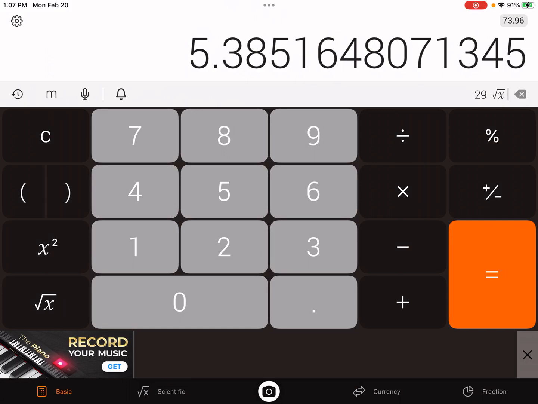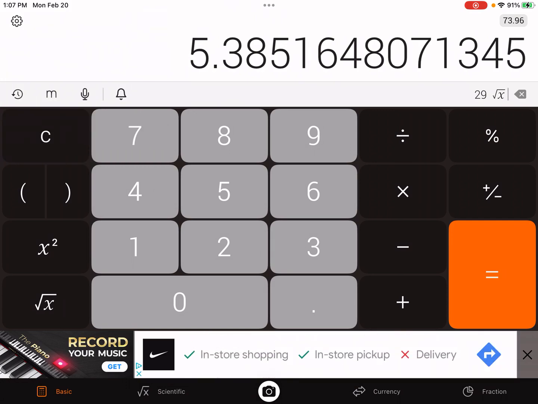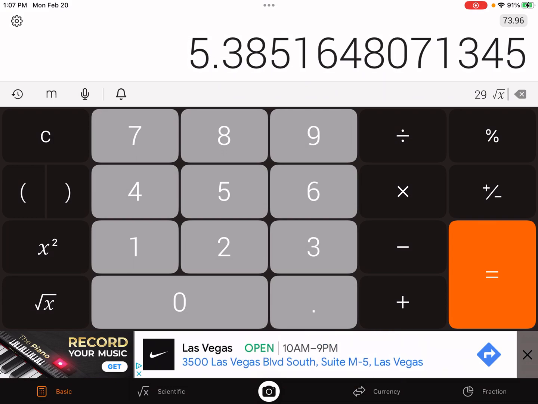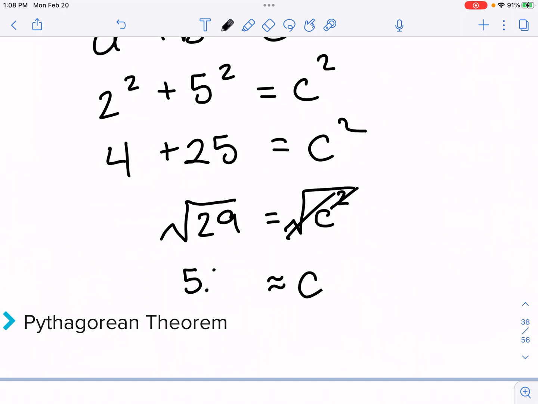Right, this is 5 point, that 3 is in the tenths place, but if you look at the hundredths place, the 8, that 8 will tell the 3 to go up instead of stay, because it's above 5, so this is going to be 0.4. Since we don't have any units like centimeters or inches, this is just 5.4 units, and we're going to box that final answer.